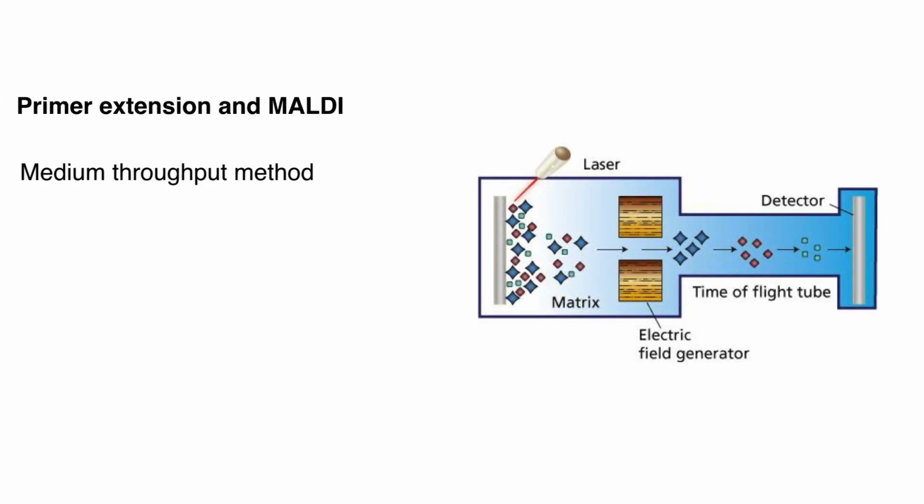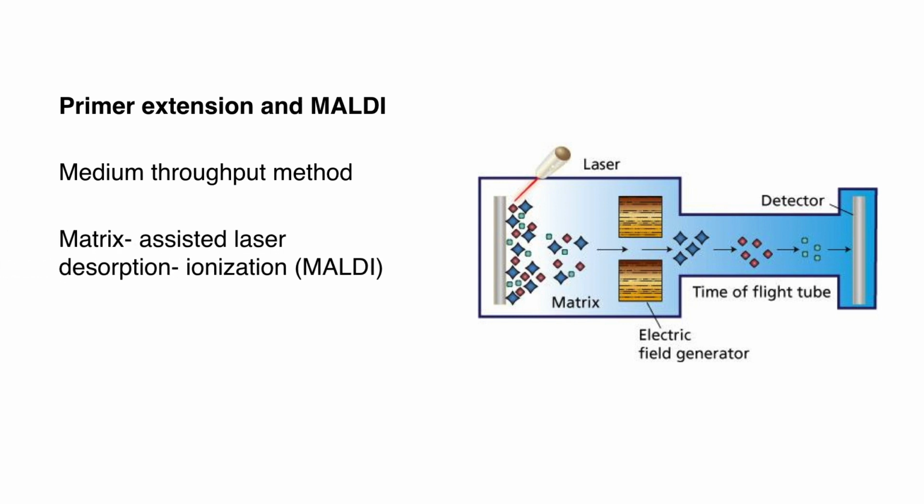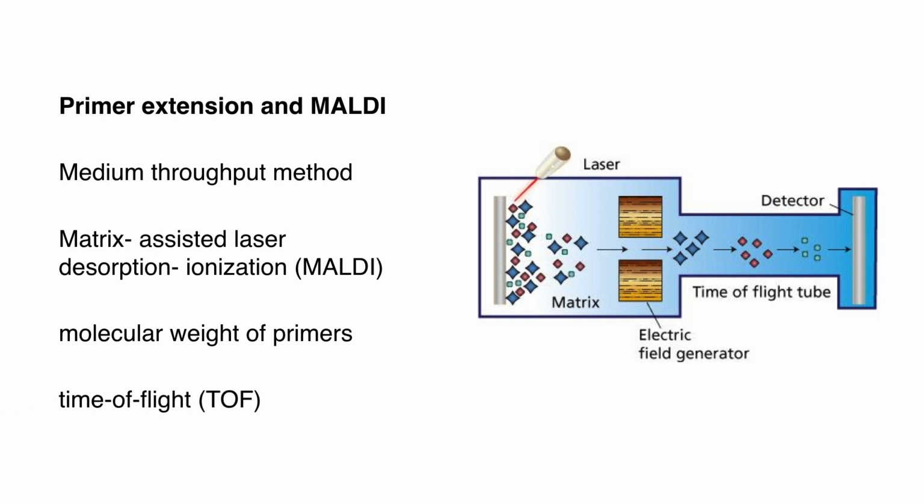A medium-throughput method example is primer extension and MALDI. Matrix-assisted laser desorption ionization, or MALDI, examines changes in molecular weight of primers caused by base incorporation, using the time taken for these ions to traverse a time of flight, or TOF.